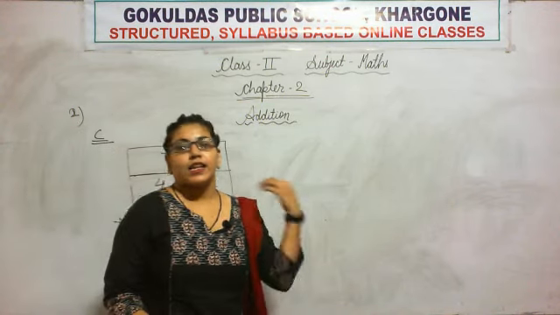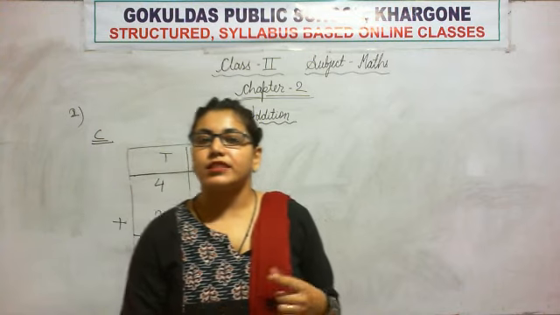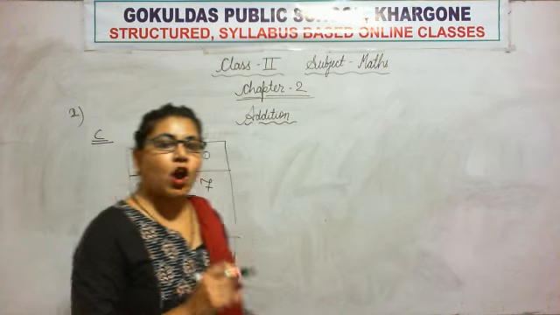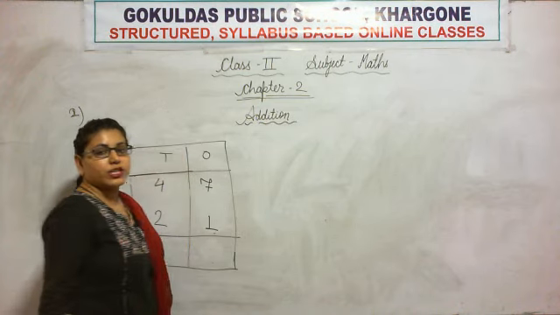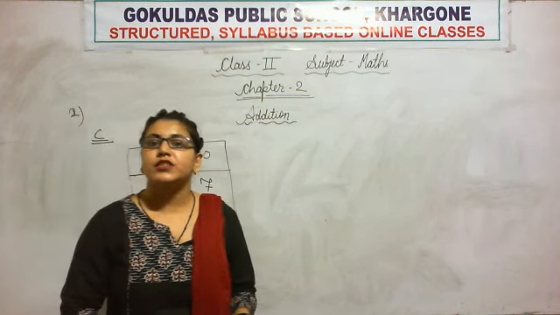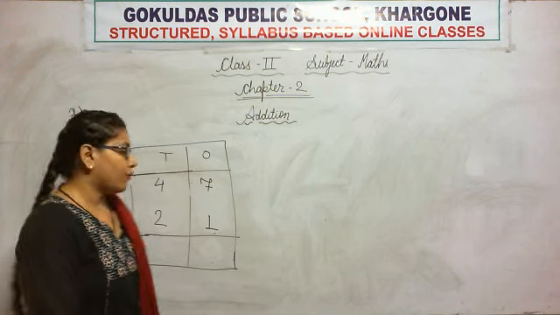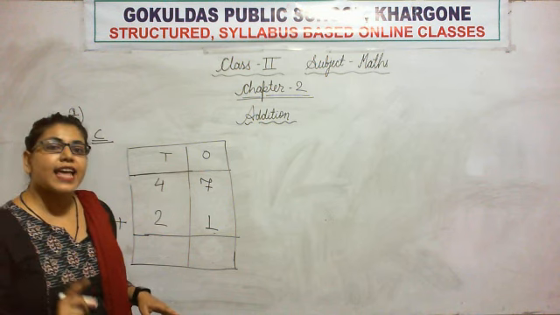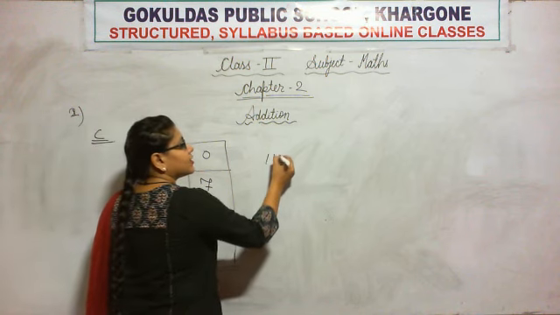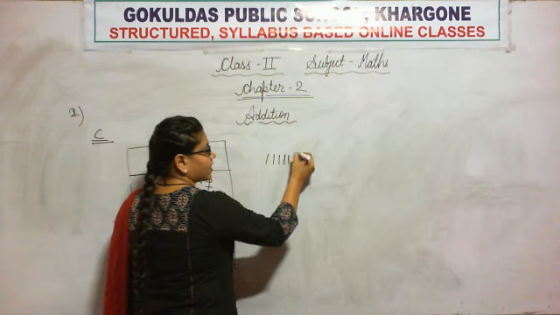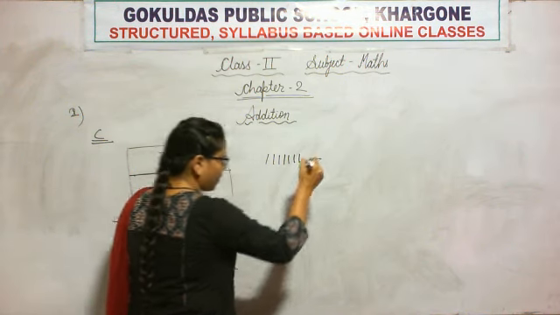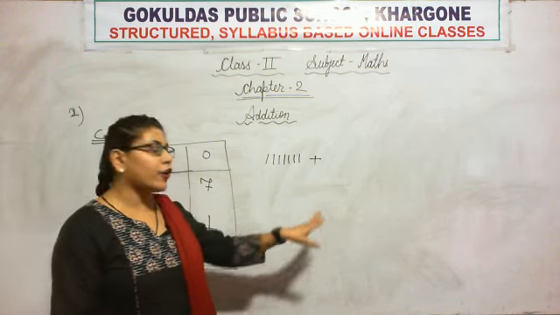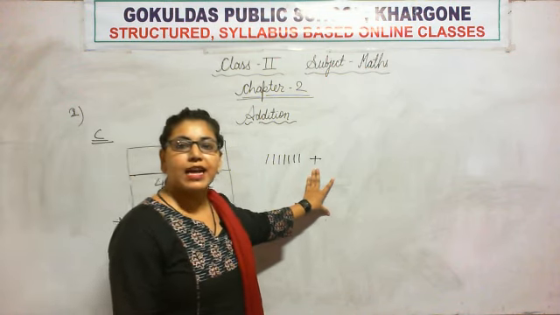Now let's add. The process we know, we will add ones in ones and we will add tens in tens. So first of all, we always start from the rightmost position, which is 1. So the very first digit written here is 7. So let's draw 7 sticks: 1, 2, 3, 4, 5, 6, 7. So what are we doing? We are doing addition. So which sign are we going to put? We are going to put the plus sign.